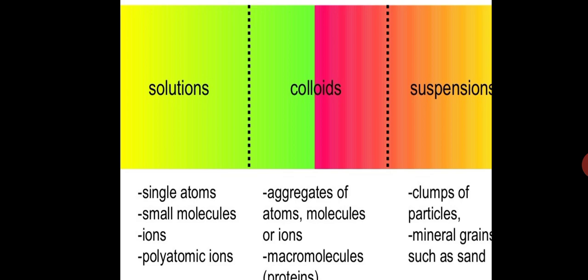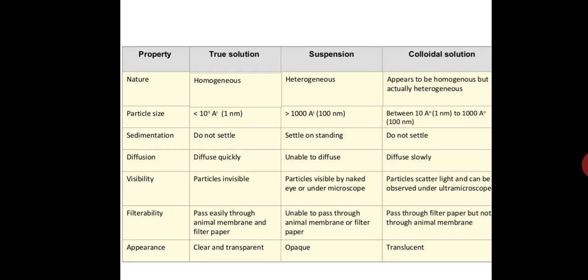I said parchment paper is semi-permeable, so it cannot pass through it, but it can pass through ordinary filter paper. Here you can see the difference between true solution, suspension and colloidal solution in terms of particle size, which I have discussed. In terms of sedimentation, colloidal solution does not settle. True solution also does not settle. If you add sugar or salt to water, will the sugar and salt settle after some time? No. You cannot see it even through a powerful microscope. The particle size is less than 1 nanometer, so there is no question of settling down. True solution does not settle, but suspension definitely settles down. Sand, clay, mud, they settle down.